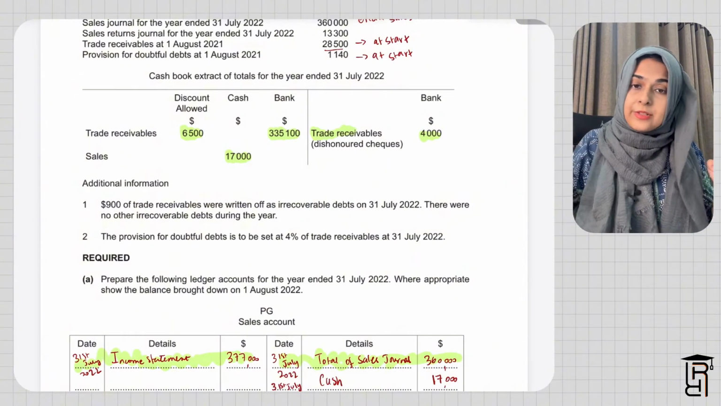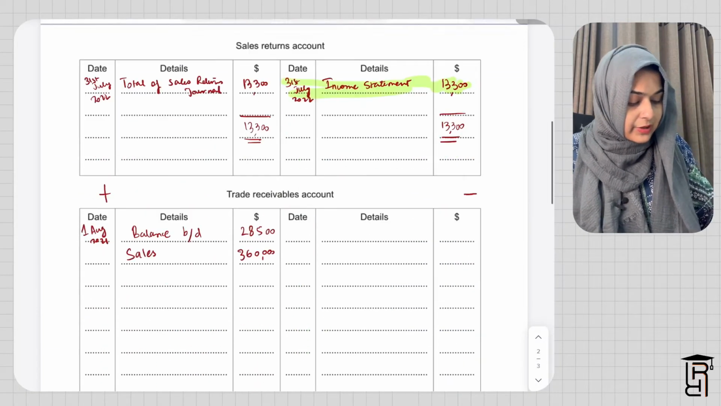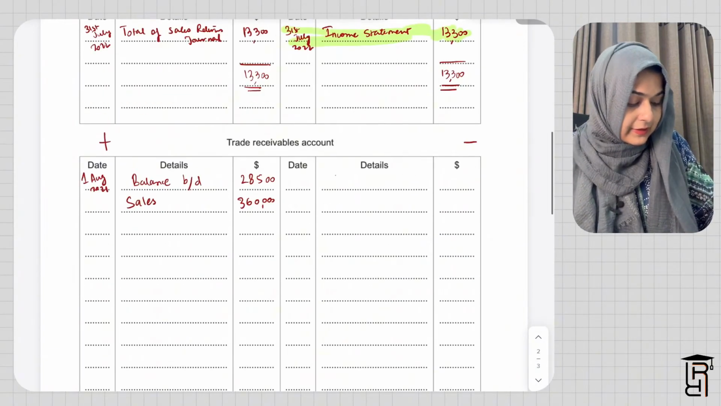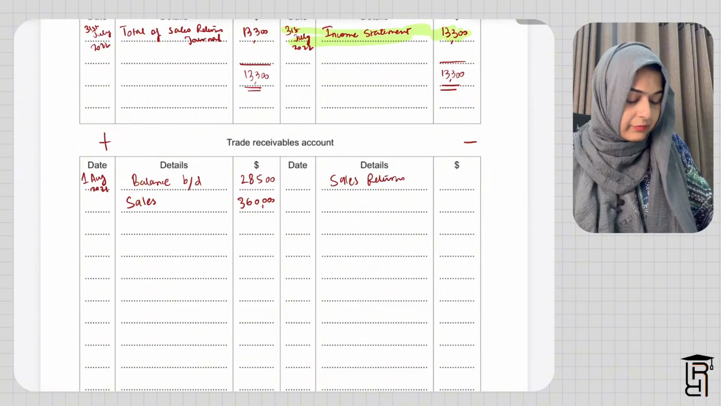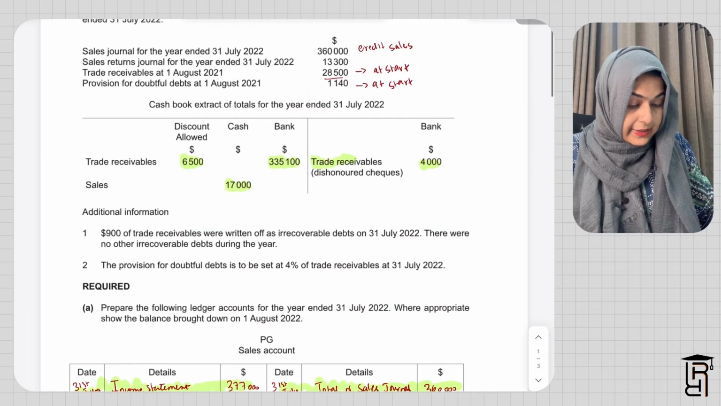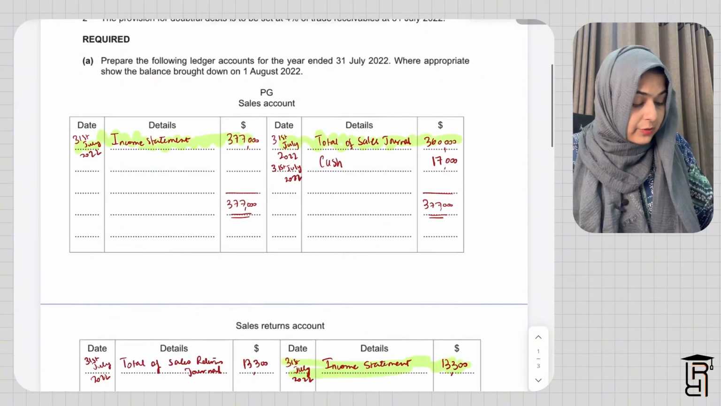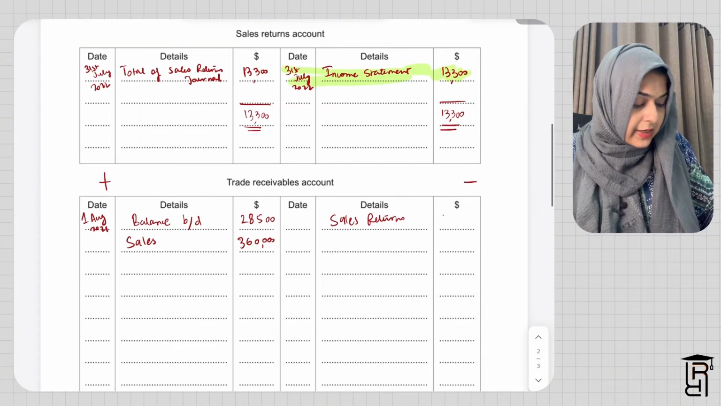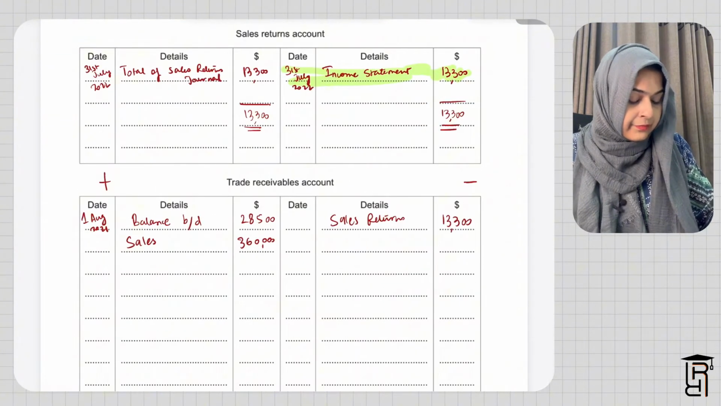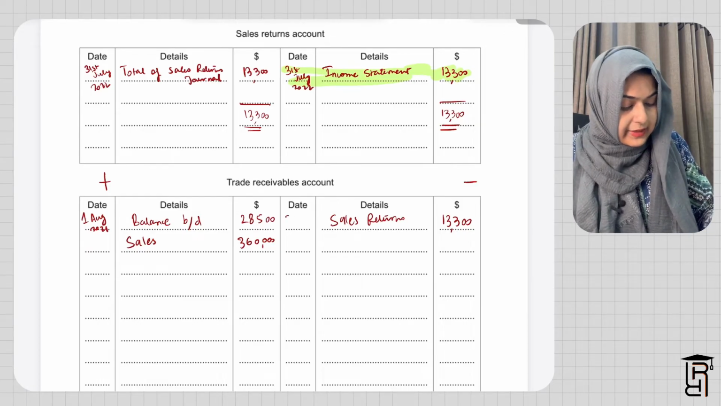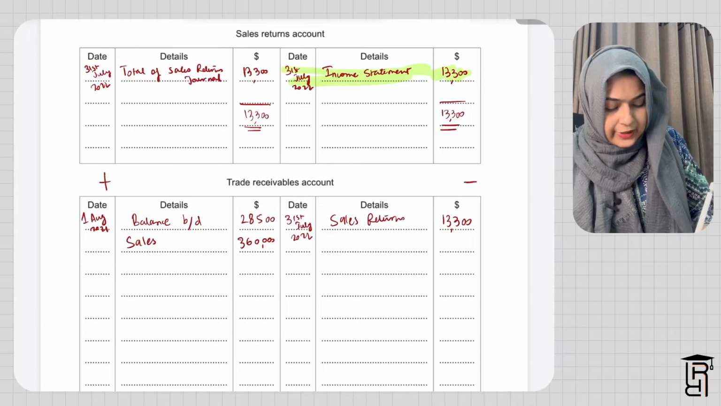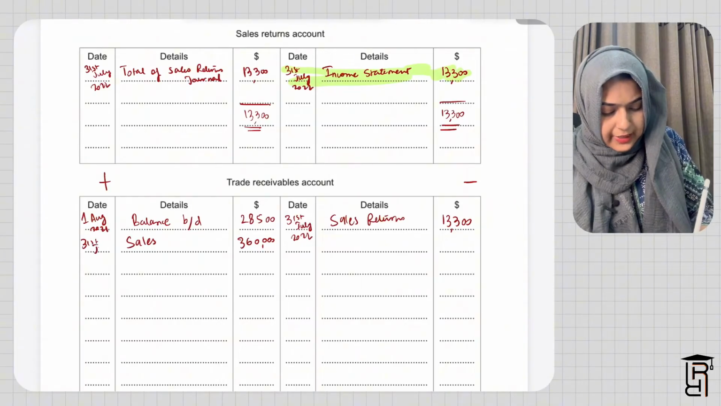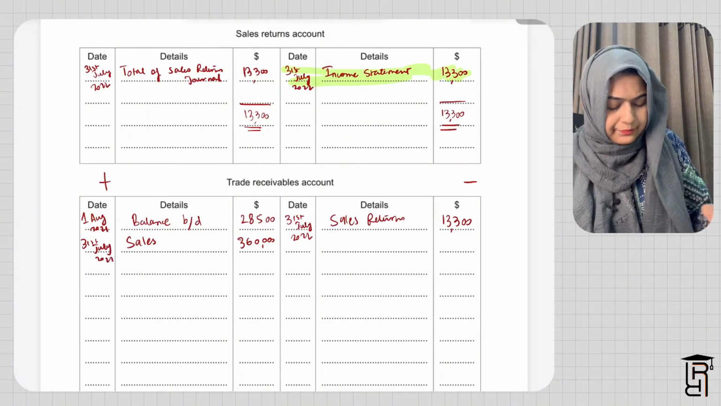They don't owe me 100 anymore. So I need to record this on the credit side of this account, the trade receivables account. I'll write here sales returns, and I will write here the total of the sales returns journal, which is 13,300. I'll record this here, and this date will be the ending date, 31st July 2022. This will also be 31st July 2022.